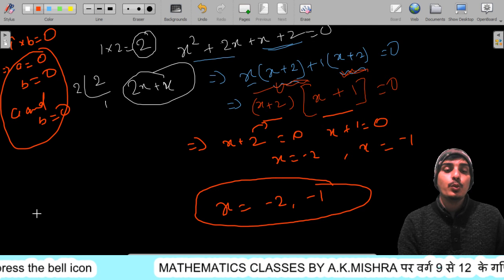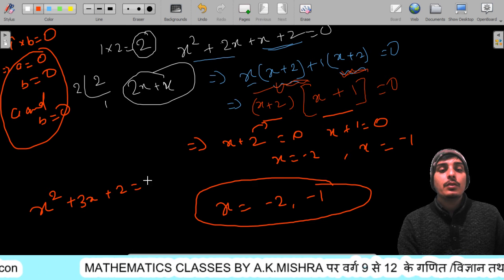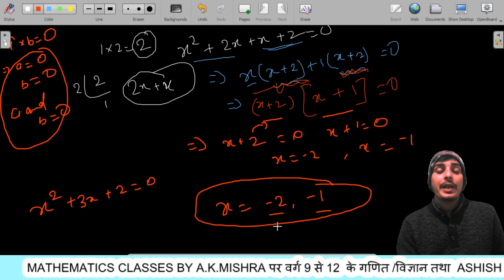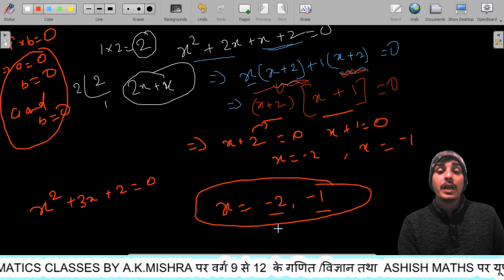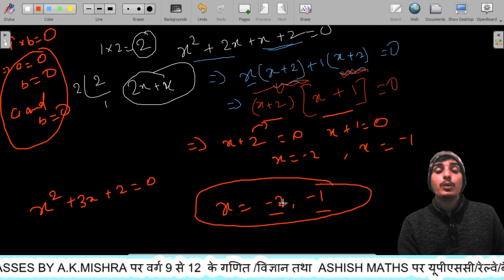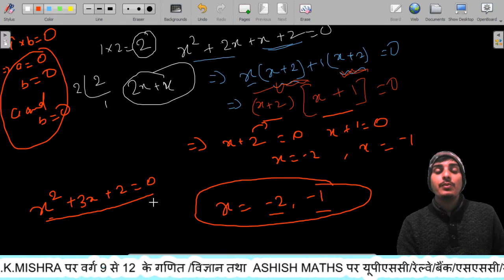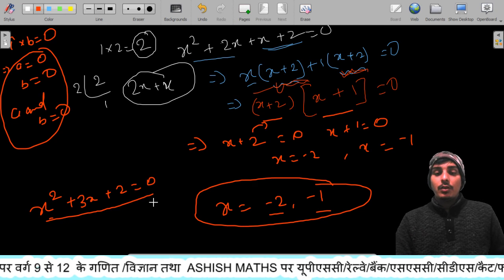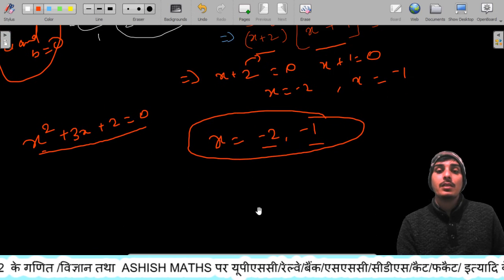So you can say that for x square plus 3x plus 2 equal to 0, these are the zeros and roots of this equation. You can check your answer: after putting both values of x in this equation, you will get 0. If you are not getting 0 after putting these values, then you can say this answer is wrong, right?